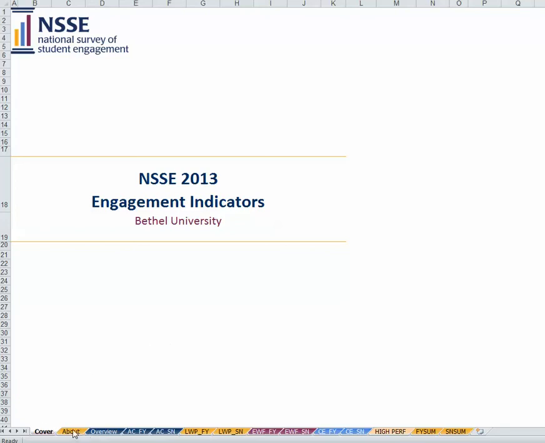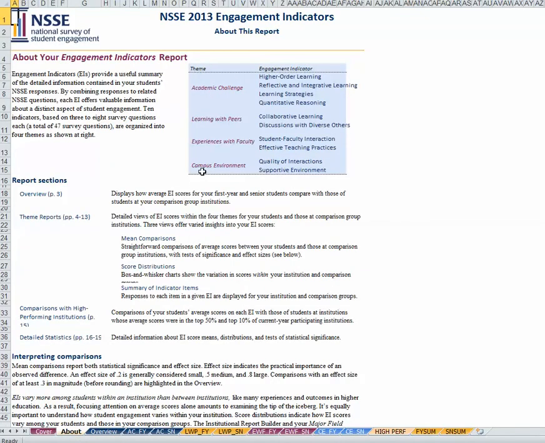So down here you'll see the different tabs that we have. The About tab will give you information about this report and about the themes and the engagement indicators in it. This is a survey that's given out to first year students and to seniors during the spring semester. With all the different items that exist in it, they put them into these different engagement indicators and into these themes as well. So they're trying to give a broader scale of each of the different items.